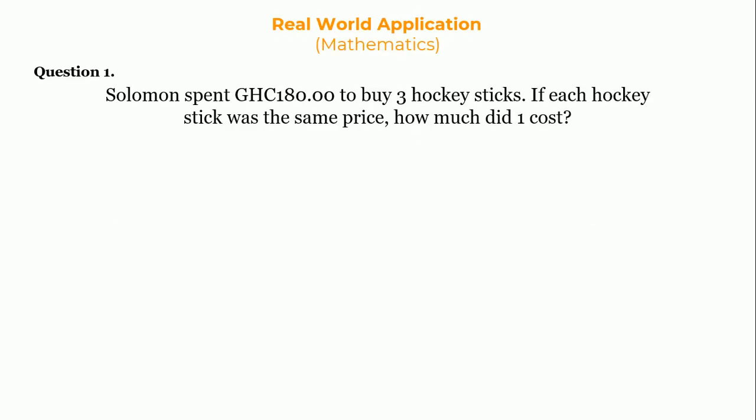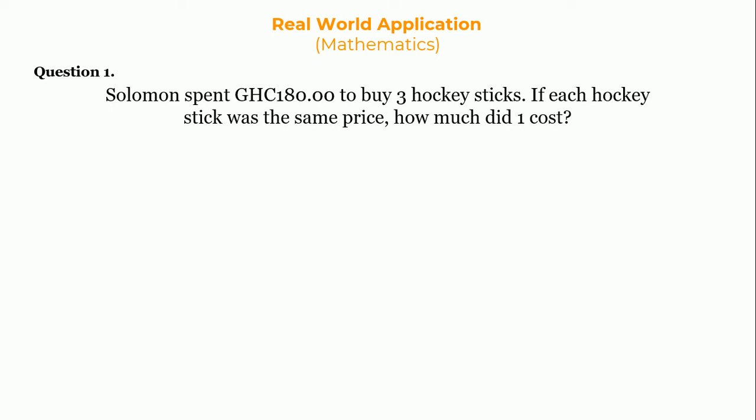Now, this is a real world application of the variables that we just talked about. Think of a time where someone goes to the market and then purchases 3 hockey sticks at a price of 180 cedis. After the person does the purchase, the person doesn't know how much one costs. In the real world, we assume the price of that thing is a particular letter.